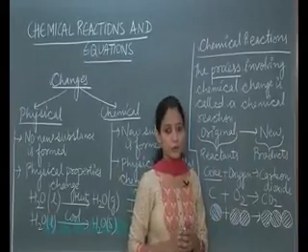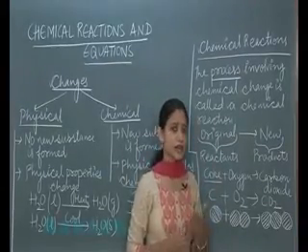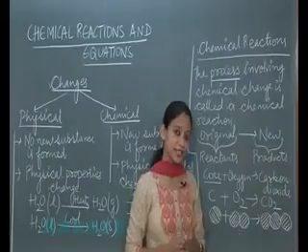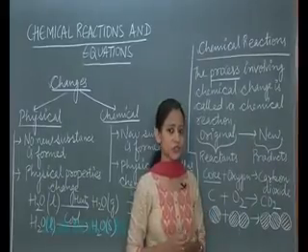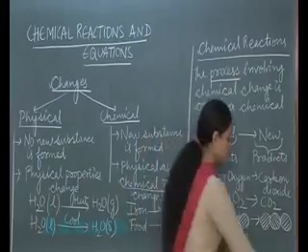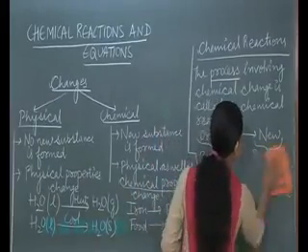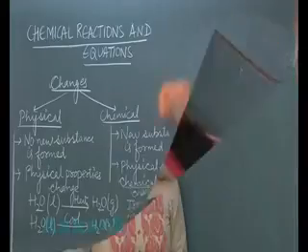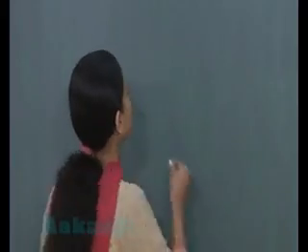Now how do we come to know whether a chemical reaction has occurred or not? This we can easily see by certain observable changes. So next we will study certain observable changes. Students, the conversion of reactants into products is usually accompanied by certain observable changes. And these observable changes are known as the characteristics of chemical reactions. So let us study the characteristics of chemical reactions.